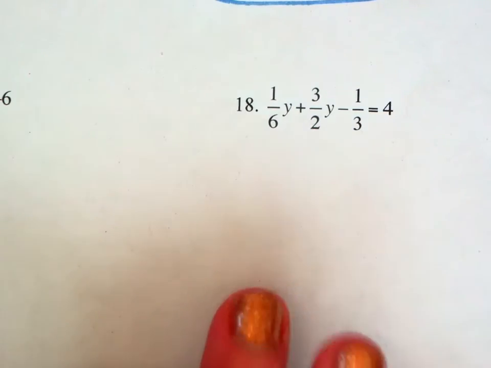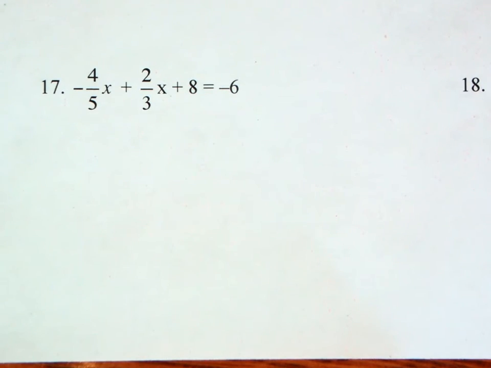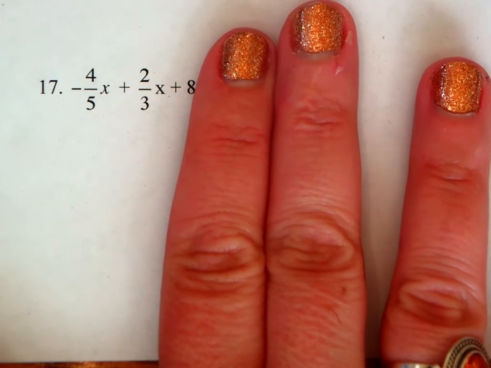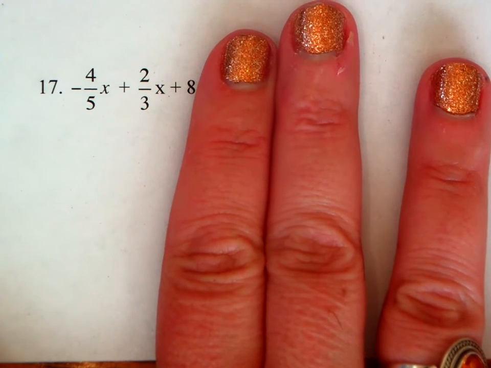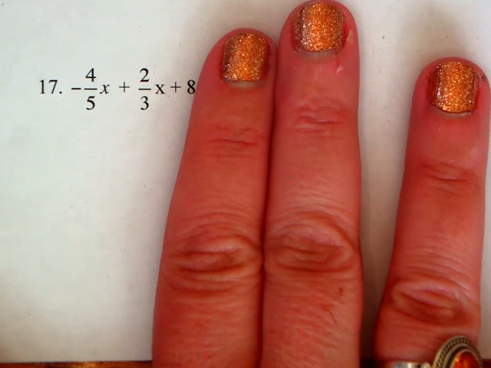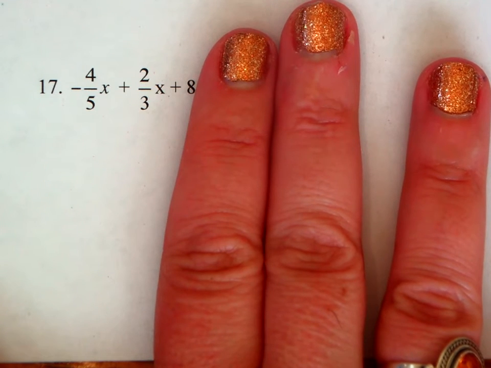Okay, 2 final problems, and these 2 will have some like terms you can combine. So in this case, where I look at this side here, I can combine the 2 x terms, the 2 terms that have an x as their variable. So I have to combine the coefficients of negative 4/5 and positive 2/3.